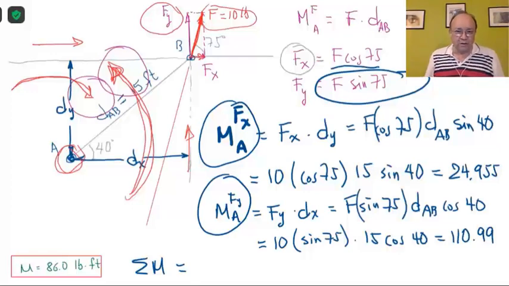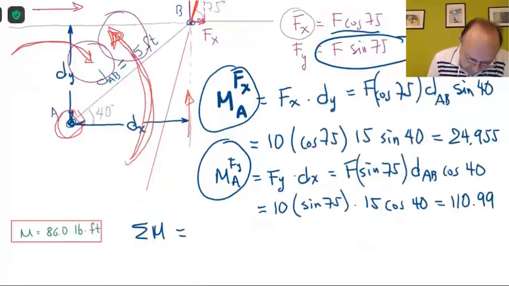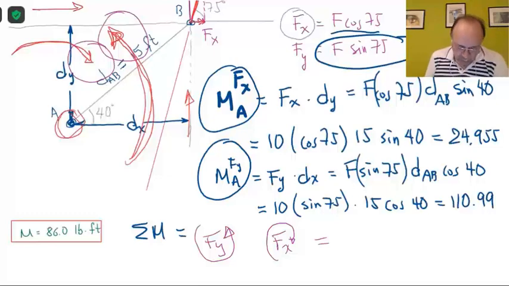a convention of signs where we say positive counterclockwise or positive clockwise, it doesn't matter. But in this case, we know that there is one moment in this direction, the moment Fy is in this direction, and the moment Fx is in the opposite direction. So the resultant is going to be in the direction of the one that is larger. The one that is larger is Fy.